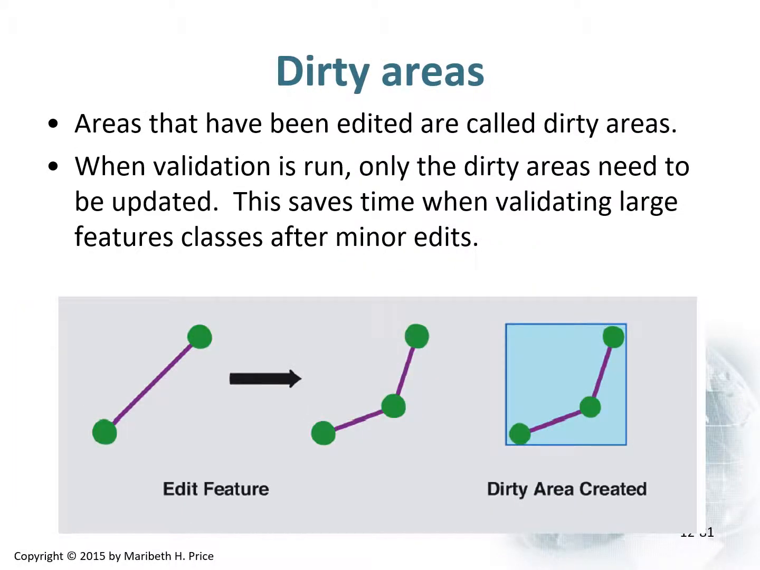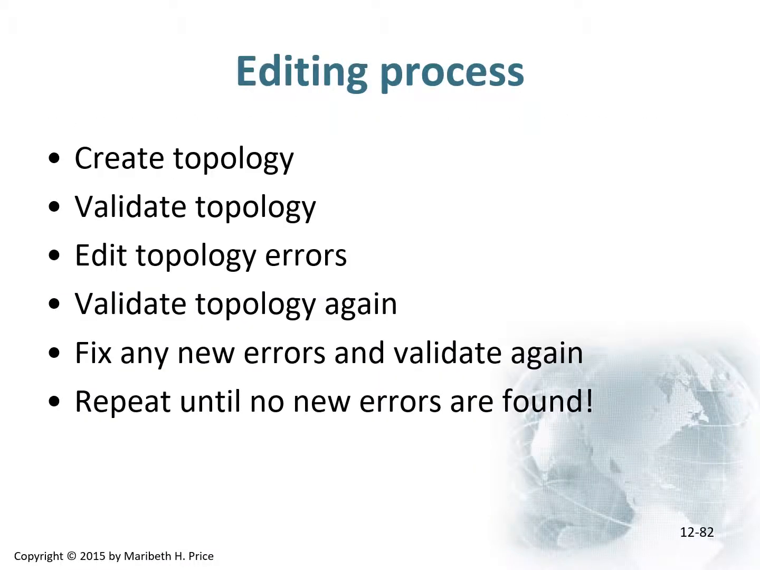Dirty areas are areas that have been edited, and they're called dirty areas when validation is run. Only dirty areas need to be updated. This saves time when validating large feature classes after minor edits. In other words, things that were okay before, it doesn't check again. Things you edited, it checks again. So how does the editing process work? You create topology, you validate topology, you edit topology, you validate it again, fix any new errors and validate it again. You wash, you rinse, you repeat. It's just like shampooing your hair until it's clean.